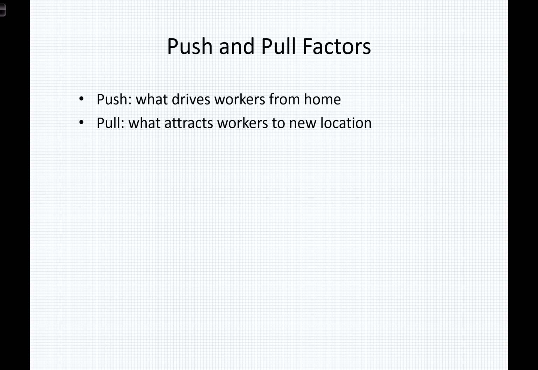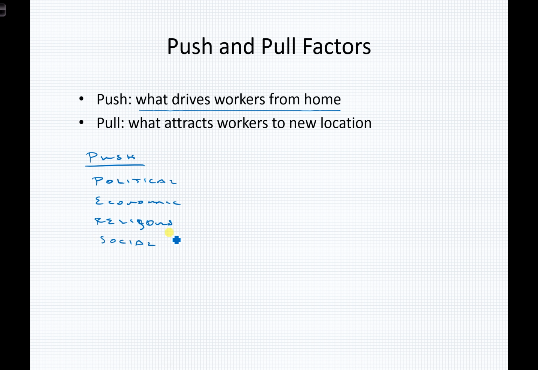Let's think about some of the push and pull factors now that motivate migration and immigration. So a push factor is that which would drive someone from their home nation. A push factor might be the political environment of that nation. It might be the economic environment of the nation. Could be maybe the religious environment of the nation, maybe some changes in the religious environment. Just could be some other social or structural changes.